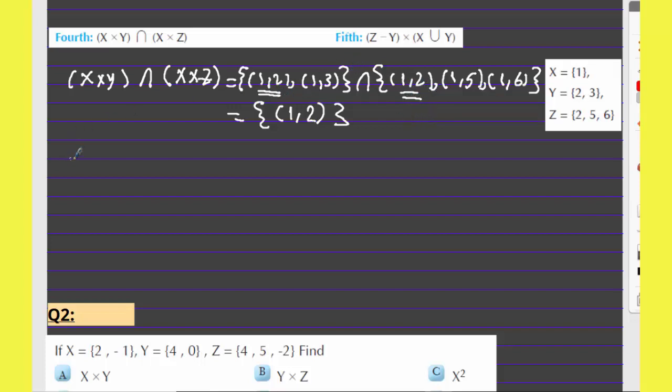Fifth, z difference y cross Cartesian product x union y.